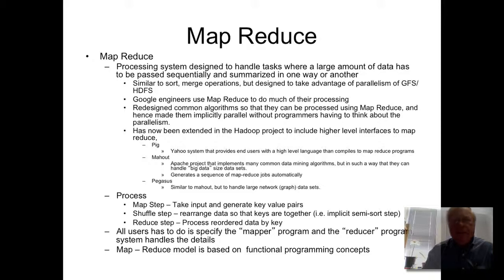So the MapReduce processing system really was designed to handle batch kinds of processing, where you want to pass most of a data set sequentially and do something to it: summarize it, add it up, pull out strings, build an inverted index, different kinds of operations. Google and now Yahoo and Facebook and many of these companies use MapReduce to do a lot of their processing. Many common algorithms have been redesigned so they can be processed using MapReduce kinds of systems and made implicitly parallel, and the programmers don't have to think about the parallelism.